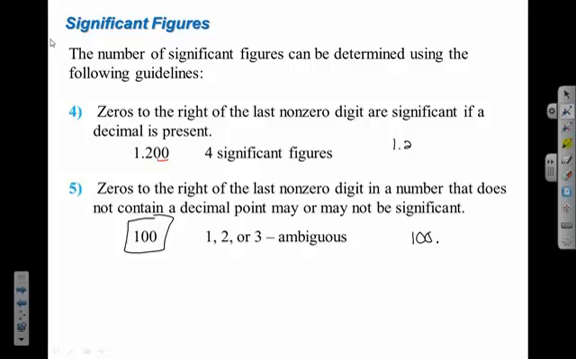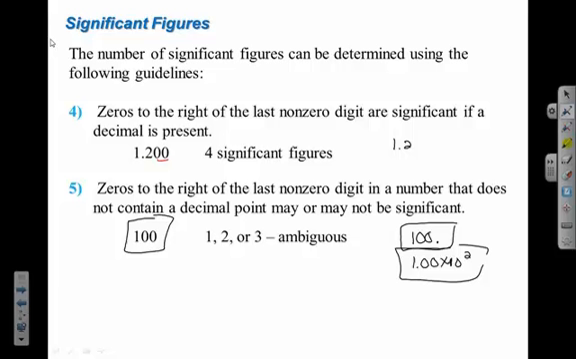The other way to do it would be to put it in scientific notation. These two mean the exact same thing. They mean the number 100. They mean I have certainty in the 1 and 2 zeros that come after that 1. Questions about that?